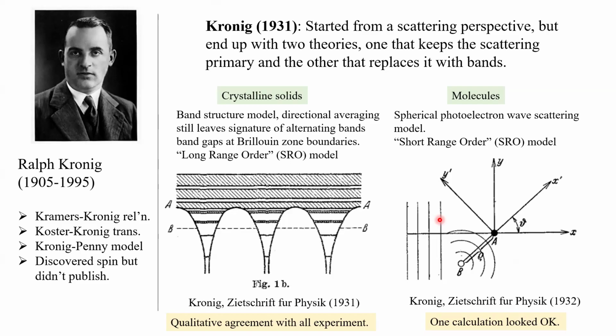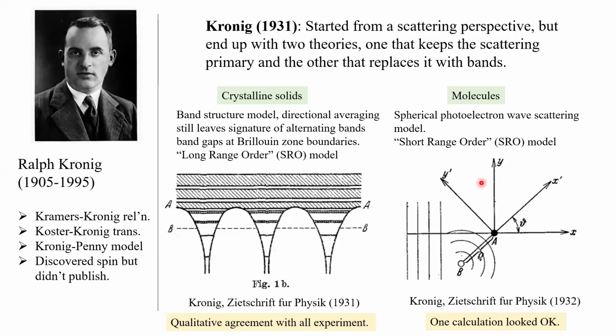And then for molecules, he said, well, we need a scattering model where we have a photoelectron wave going out and you have to worry about the constructive and destructive interference and so on. There was qualitative agreement with many experiments. Certainly, as soon as you bring in the band structure, you're going to correctly get that the features become more widely spaced as the lattice constant goes down.